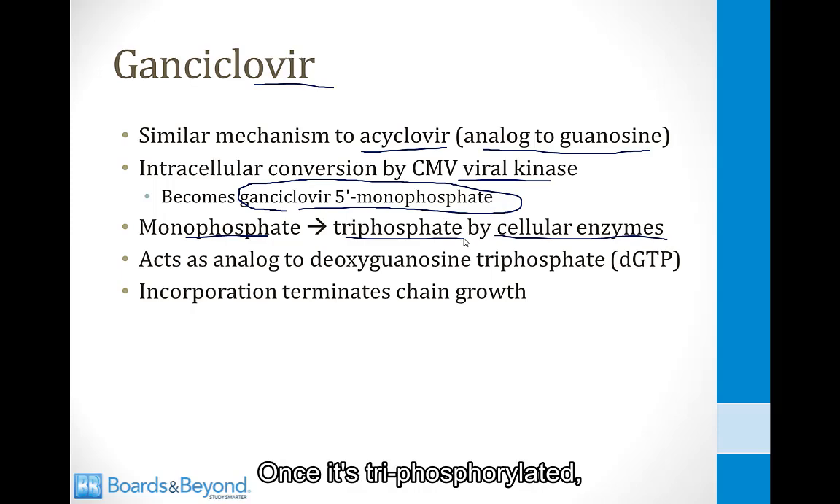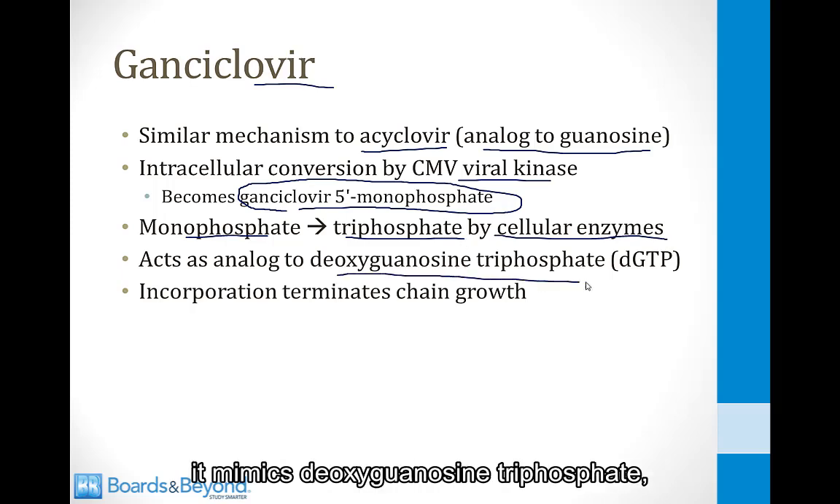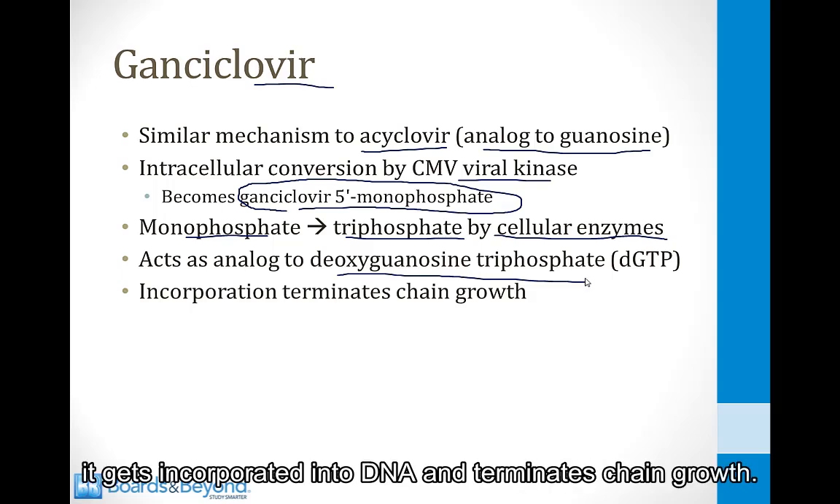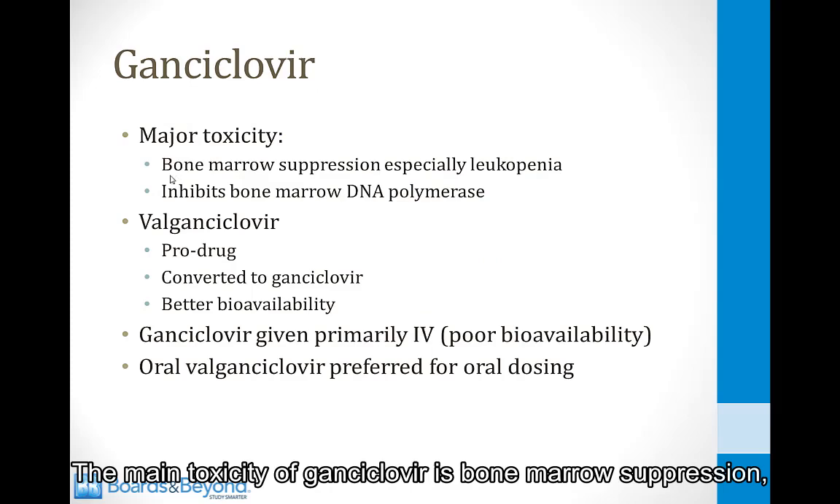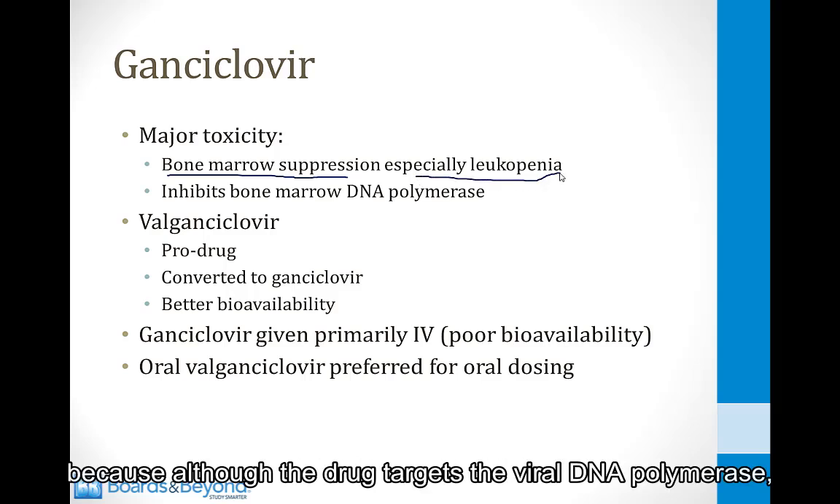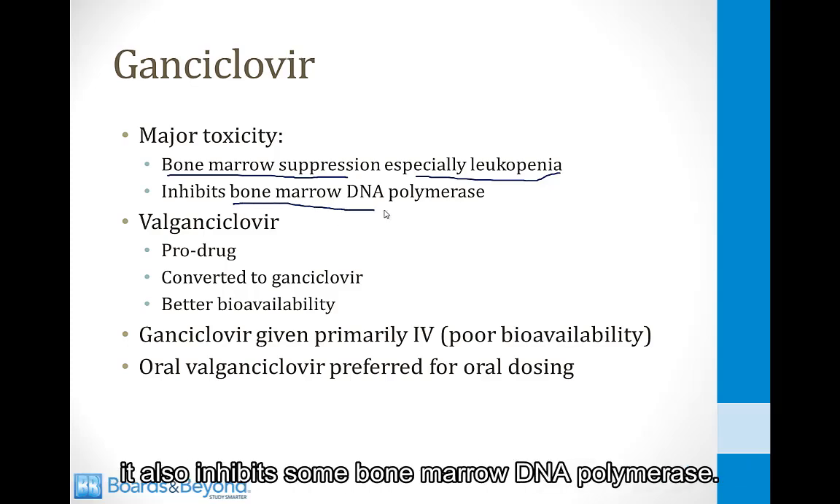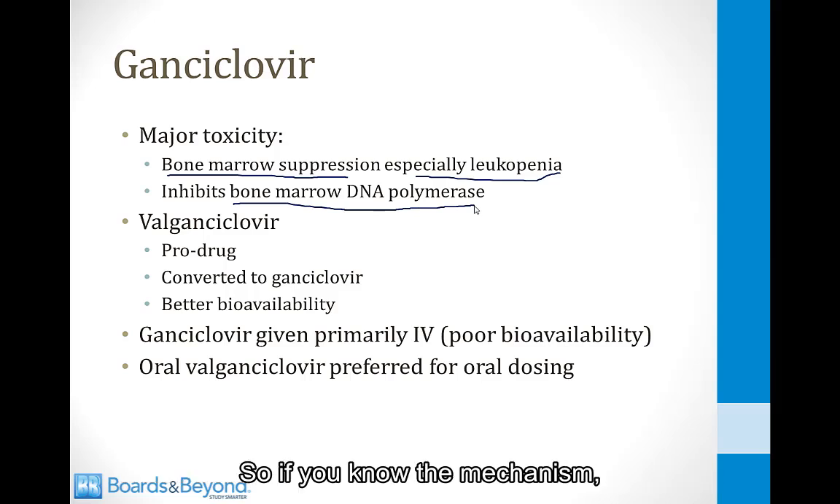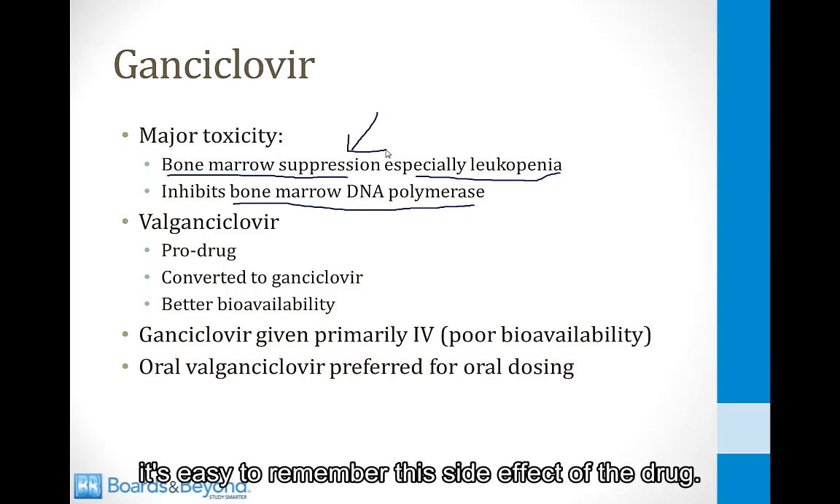Once it's triphosphorylated, it mimics deoxyguanosine triphosphate. It gets incorporated into DNA and terminates chain growth. The main toxicity of ganciclovir is bone marrow suppression, especially low white counts and leukopenia. The reason for this is because although the drug targets the viral DNA polymerase, it also inhibits some bone marrow DNA polymerase. So if you know the mechanism, it's easy to remember this side effect of the drug.